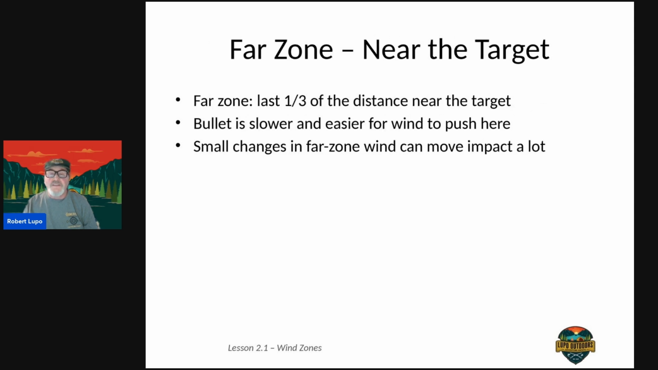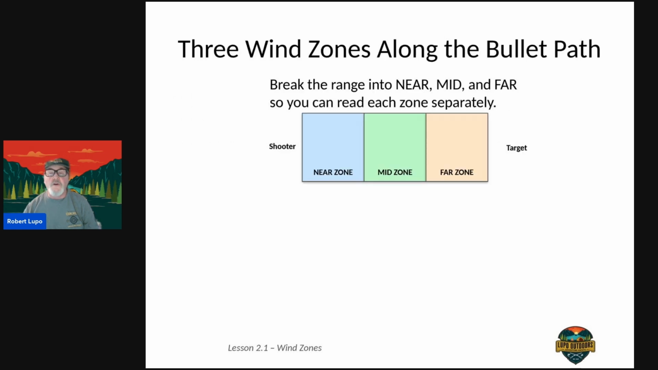The far zone is the last third of the distance, near the target itself. By the time your bullet reaches this zone, it has slowed down. Slower bullets are easier for the wind to push. That means small changes in wind near the target can move your impact a surprising amount. When we're making a final wind call, we usually give a lot of weight to what the wind is doing in the far zone.